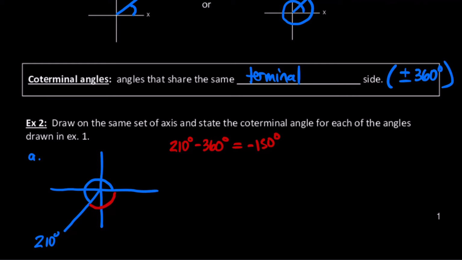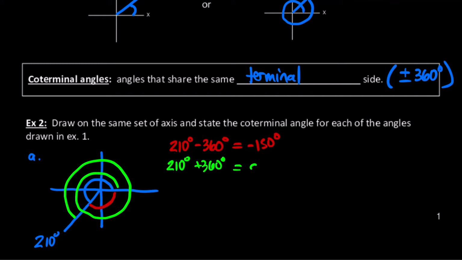Well, another thing you could do is you could go around more than one time and end up here. How would you get that? You would take 210 plus 360. So that would give you 570 degrees.